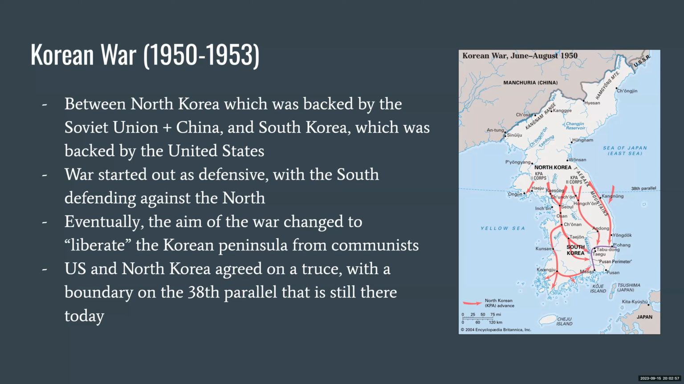And so the US and North Korea agreed on a truce at the 30th parallel, which you can see to the right. And also a non-military zone where no fighting can occur. And this still exists today.